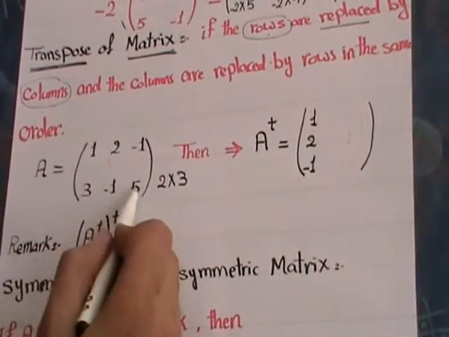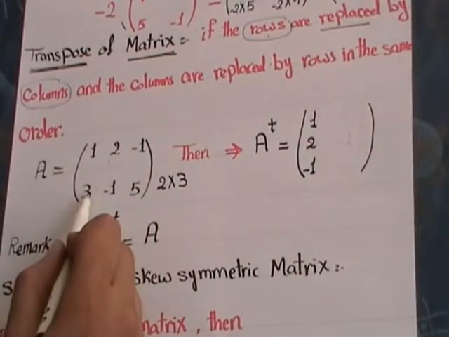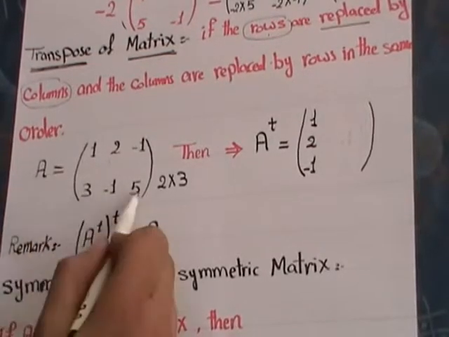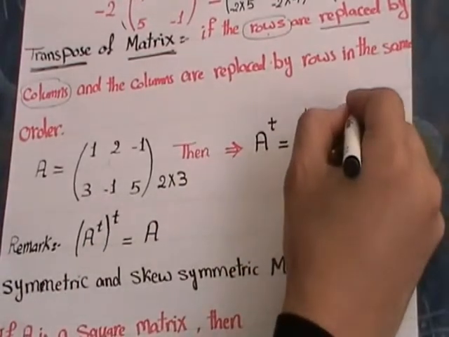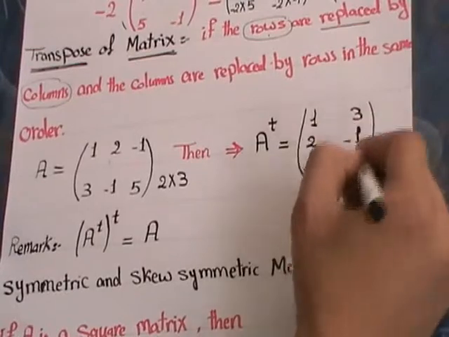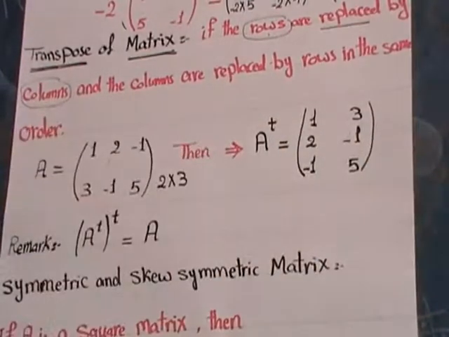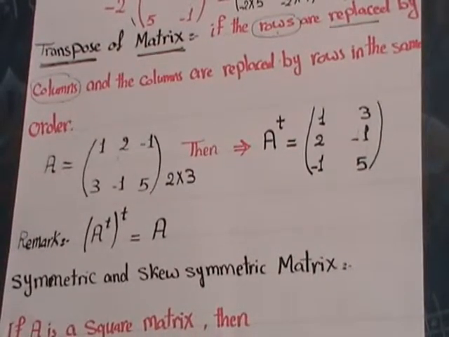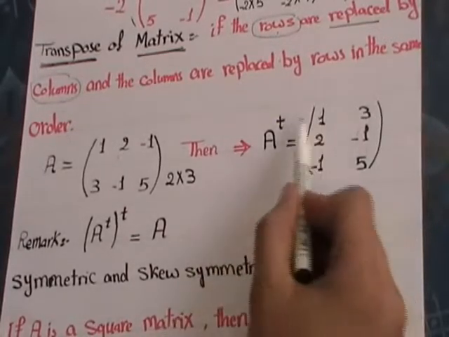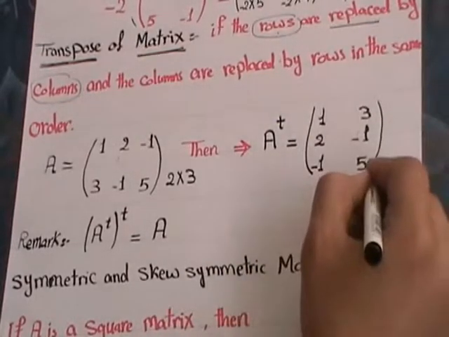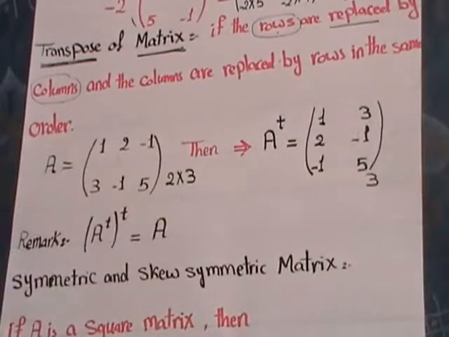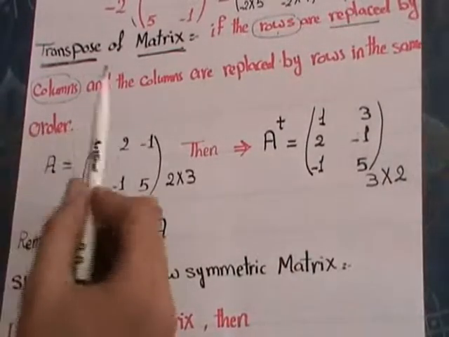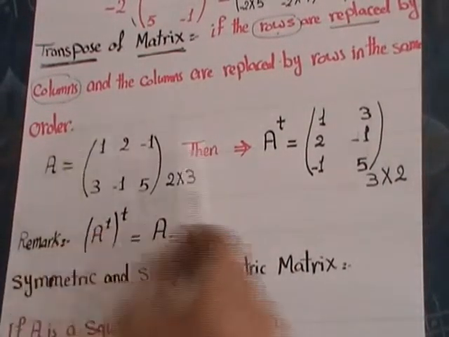And the second row contains 3 elements, which are 3, -1, and here we have 5. We change this row to be a column. Then we write 3, -1, and here 5. I need the order of this matrix. We start with the number of rows: 1, 2, 3. Here we have 3. The number of columns: 1, 2. So we write 2.